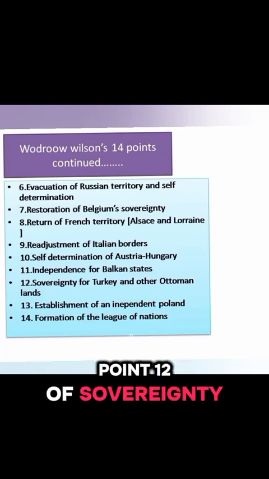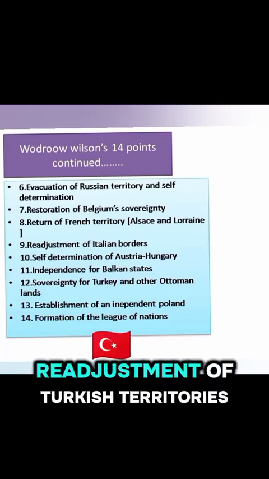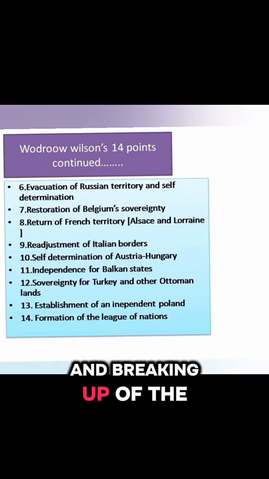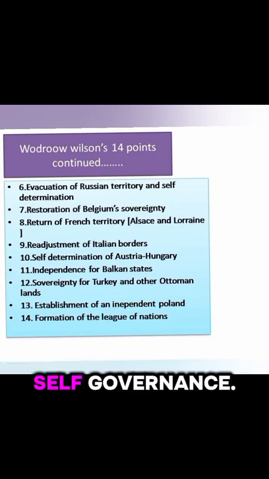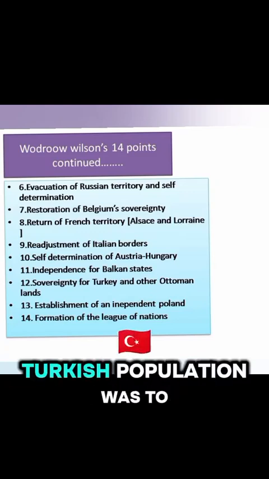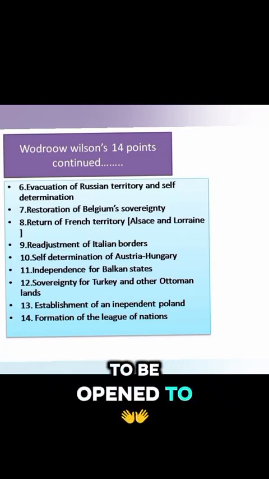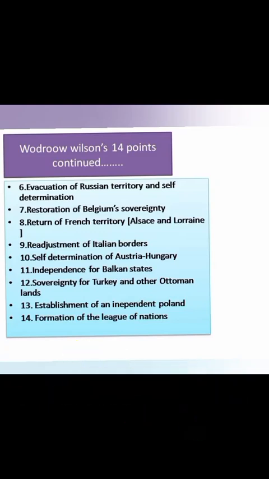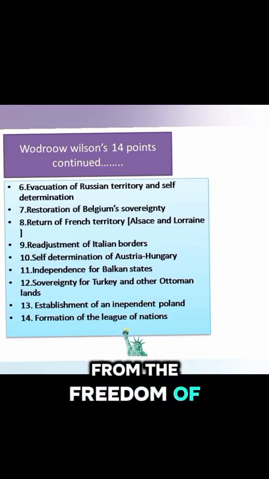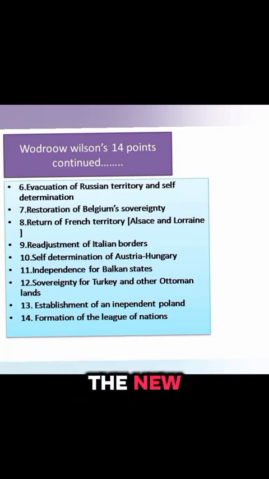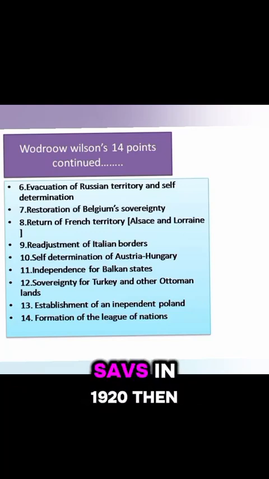Point 12. Sovereignty for Turkey and other Ottoman lands. This point suggested the readjustment of Turkish territories and breaking up of the Ottoman Empire. Various nationalities under Turkey were to be granted self-governance or independence, while the Turkish population was to form an independent Turkey. The Dardanelles was to be open to ships and merchants of all nations. Wilson was not opposed by Britain or France, who stood to benefit from the freedom of navigation and trade with the newly created states. This was later concretized by the Treaty of Sevres in 1920.